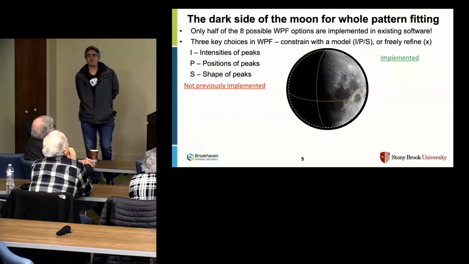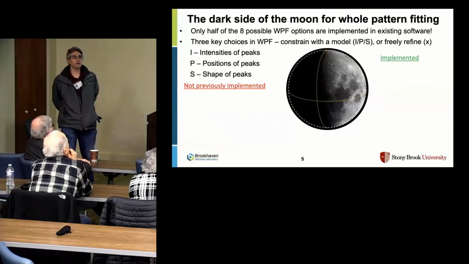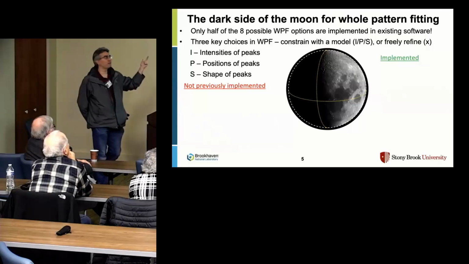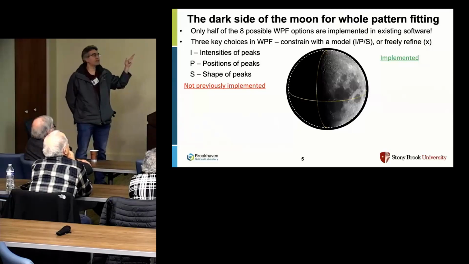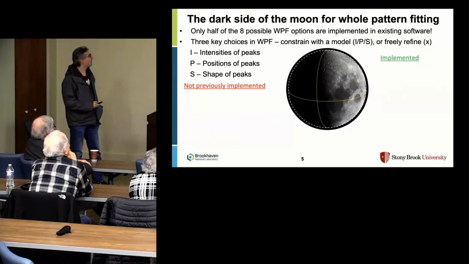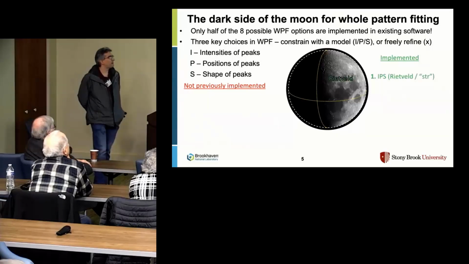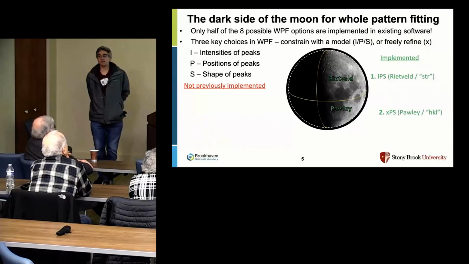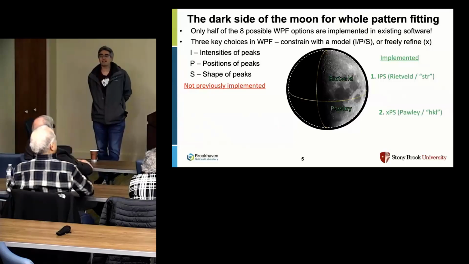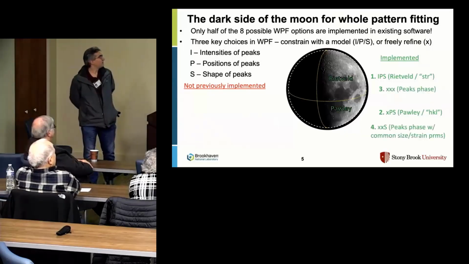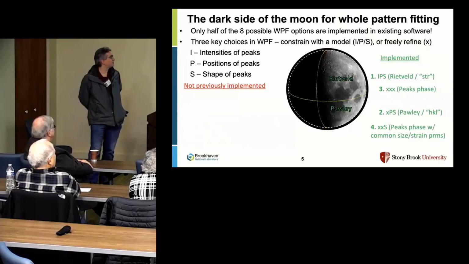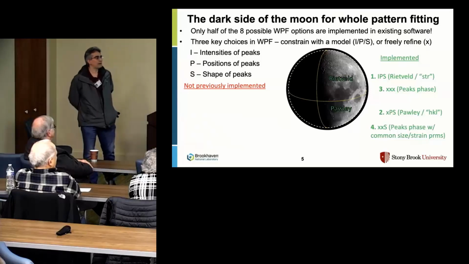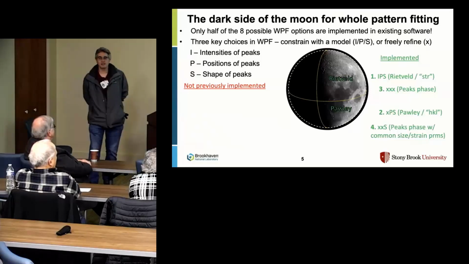If you think about whole pattern fitting, there are essentially 3 things you might think about modeling or freely refining. Intensities you could model or freely refine, that's I. Positions you can model or freely refine, that's P. Shapes you can model or freely refine, that's S. And X we use to denote freely refined. So if we look at existing modes of whole pattern fitting, Rietveld is IPS: model intensity, model position, model shape. Pawley is like Rietveld, but you freely refine the intensity, so that's XPS within this framework. And if you just fit a single peak, that's XXX, and in TOPAS you can do XXS, common shape model, common size model for a bunch of peaks. So these are the ones that were well implemented. Chatting with Brian, maybe he has one more sneaking around.